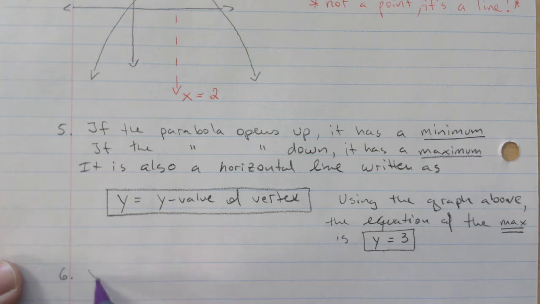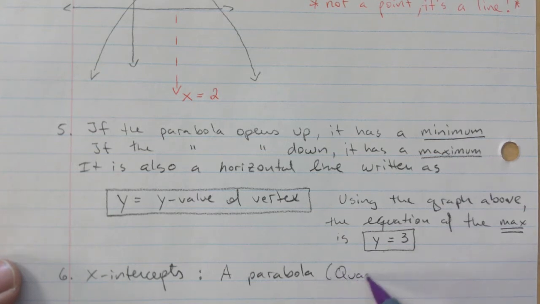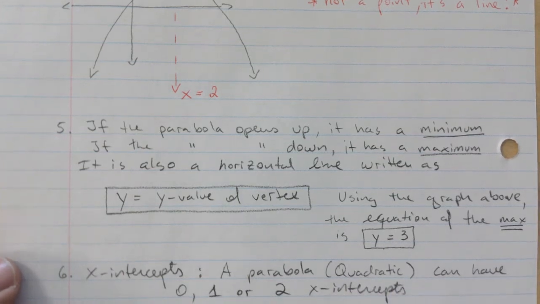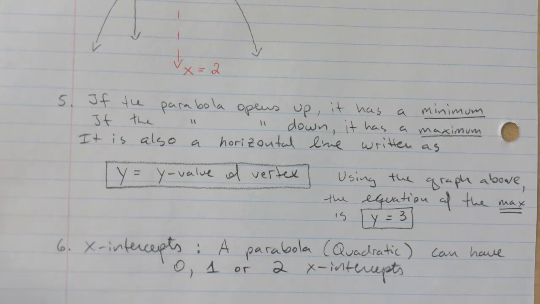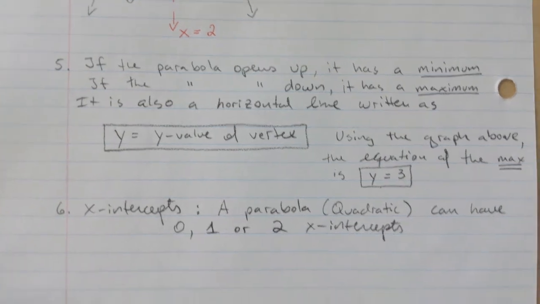6, x-intercepts. A quadratic can have 0, 1, or 2 x-intercepts. Interesting, right? So far linear, right? Linear could have only one, but quadratic can have 0, 1, or 2.